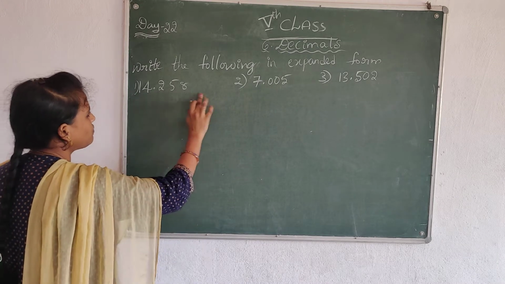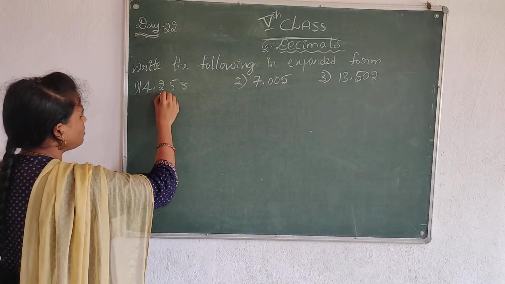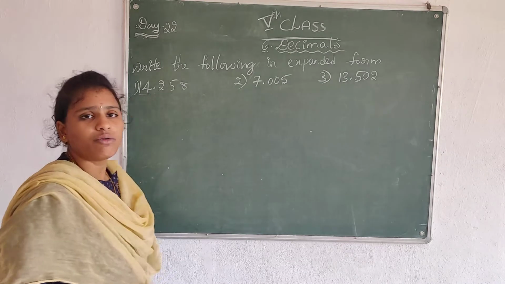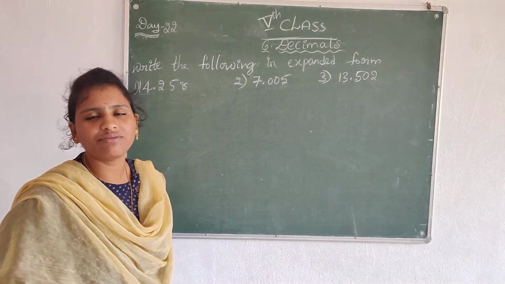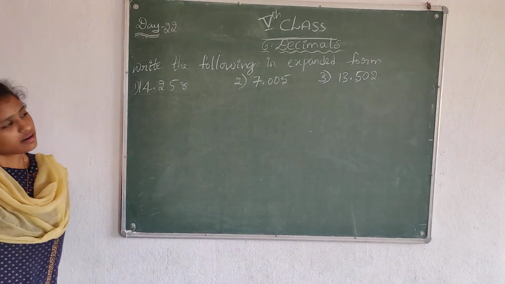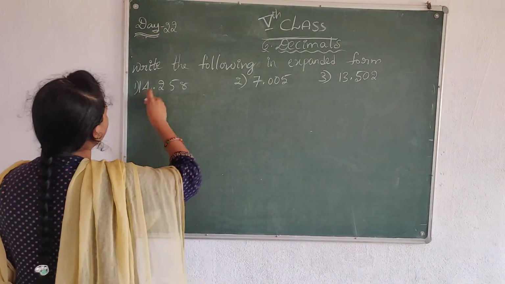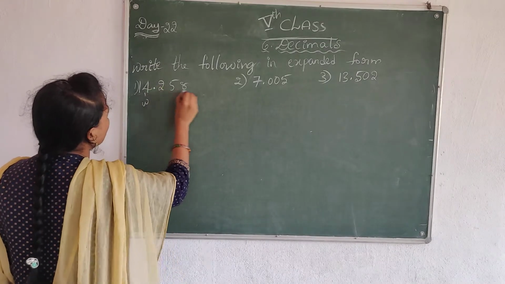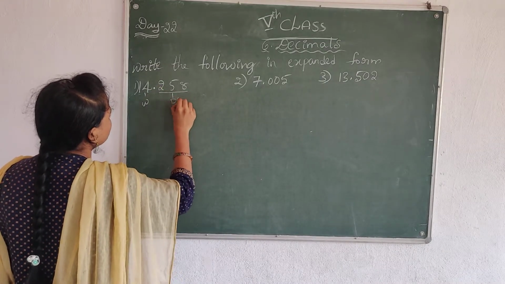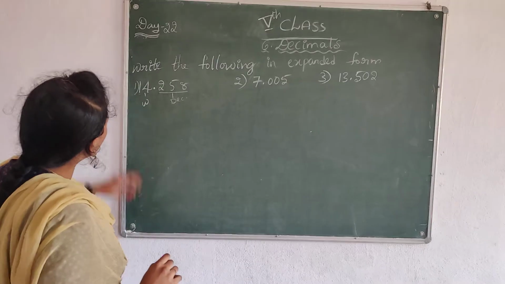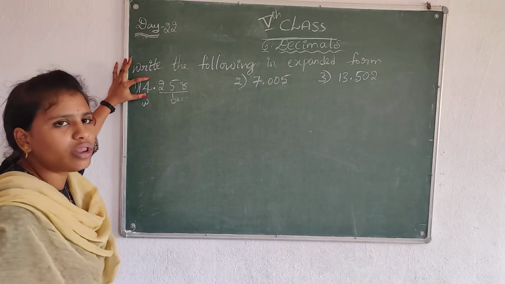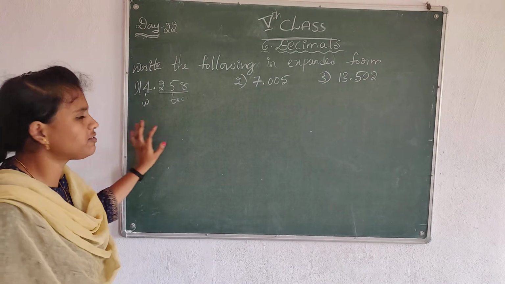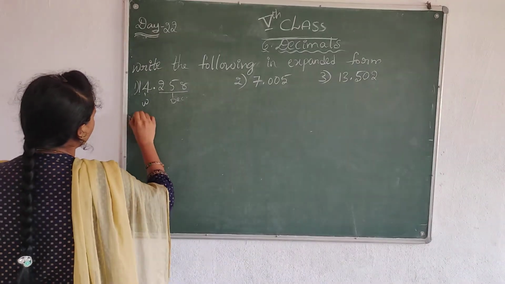14.258. See this sum, which is the whole number and which is the decimal number. 14 is the whole number and the numbers after the point are the decimal numbers. First, you know how to write the whole numbers, so first you write the whole number in expanded form. Answer.